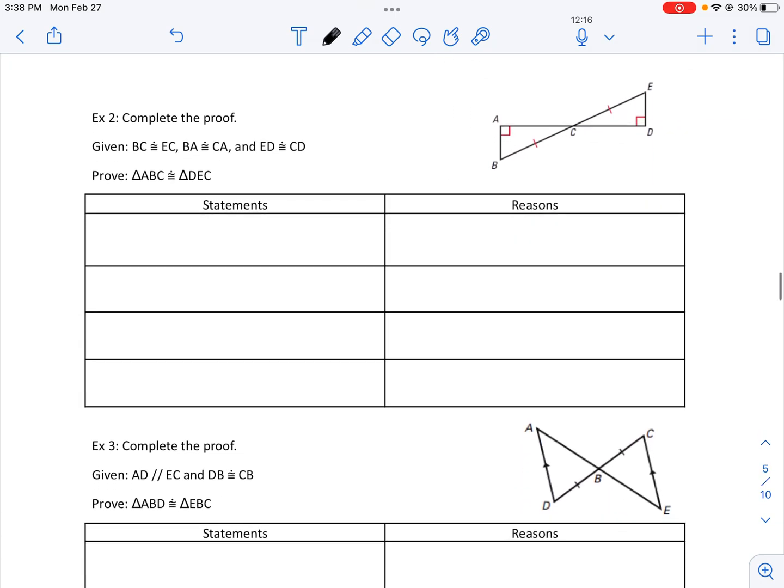Now, moving on, there's some typos here on example 2. I'm sorry. This should be a perpendicular sign, not a congruent sign for both of those two. So when you're filling out your proof, because I know how this is laid out, write all of your given information in one box, and then we'll move on from there. So BC is congruent to EC, BA is perpendicular to CA, and ED is perpendicular to CD. That's given.